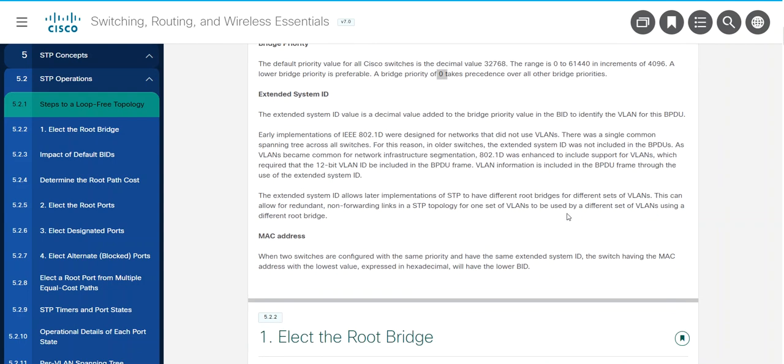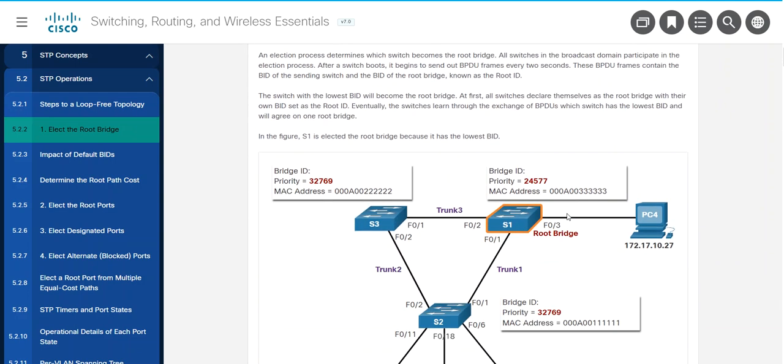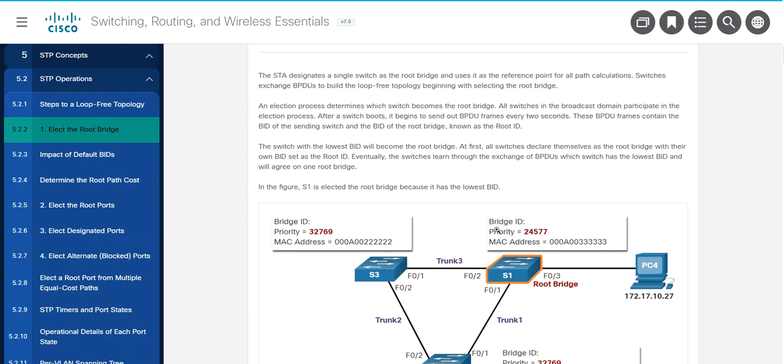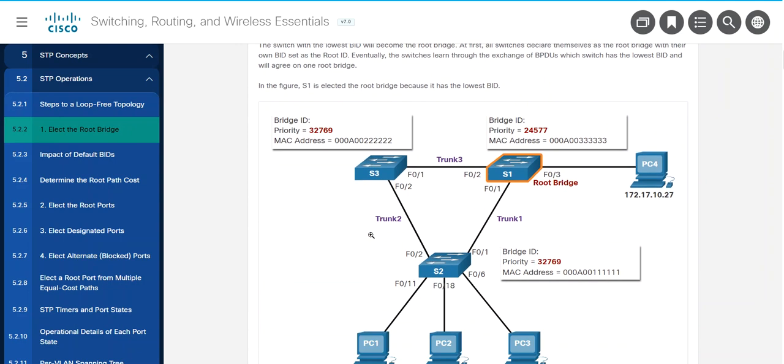So if you were considering which one would be the root bridge on a network, what you would actually do is start off by looking at the priority value. In the bridge ID, you would compare the priority values, and the lowest one would take precedence. Now, the default is 32,768. So if those were all the same, then you would look at the MAC address. But if they're different, then you could just start with the priority.